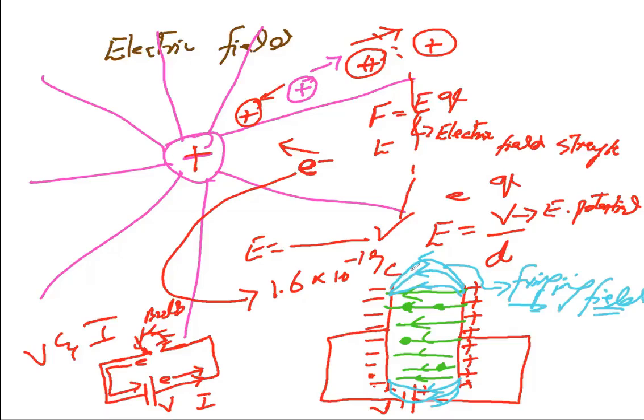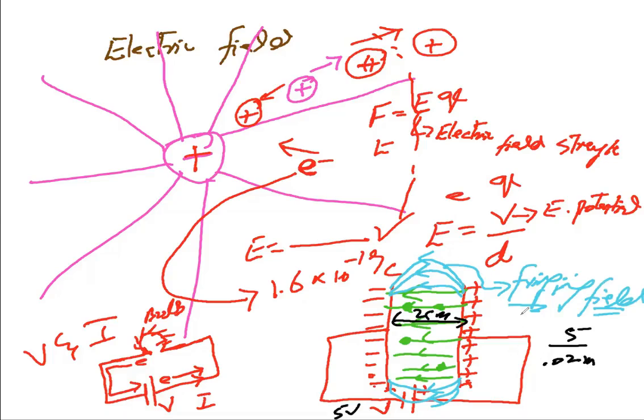Okay, so let's say D is the distance between these two plates. Let's say voltage is 5 volts, and the distance between these two plates is 2 centimeters. So that will be 5 divided by 0.02. 2 centimeters is equal to 0.02 meter, so SI unit. Your electric field strength will be equal to 5 divided by 0.02 meter.